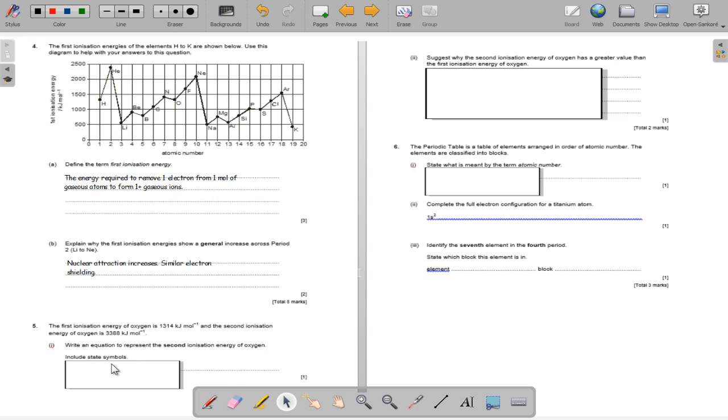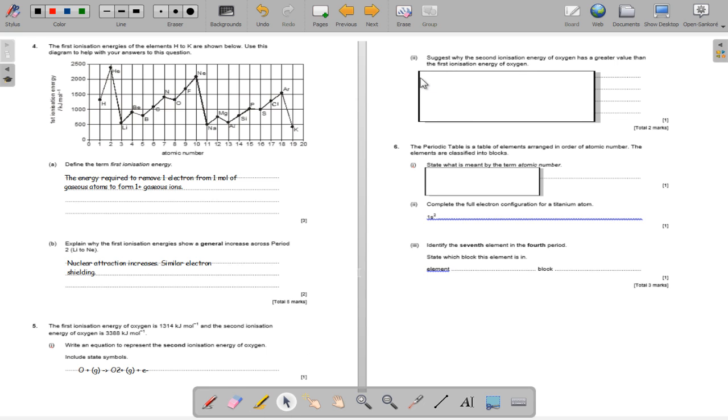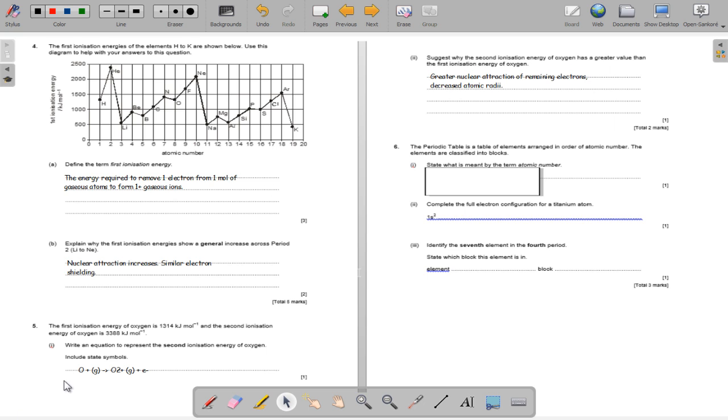Okay. Delete the boxes. So the equation you should have is O+ gaseous goes to O2+ gaseous plus e-. That's what we need to write, although you would have a subscript for the pluses. I can't do it because I'm on a computer and they don't like subscripts very much.